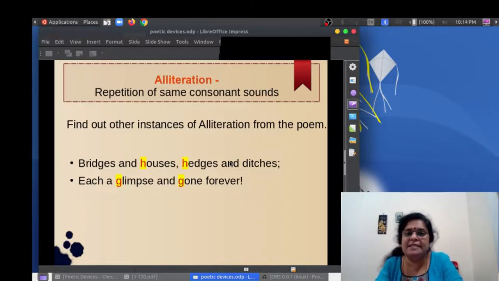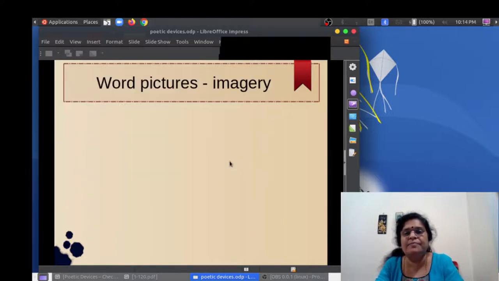Okay. Next poetic device. Imagery. Word pictures. What do you mean by imagery? Imagery is the word pictures. Vakmaya chitra. Vakugal kunda chitra varikinada. Visual images avam. Namka kaanam batina, manasil kaanam batina. Visual images avam. Then auditory images avam. Auditory kelkan kaliyina. Yes. Listen here.